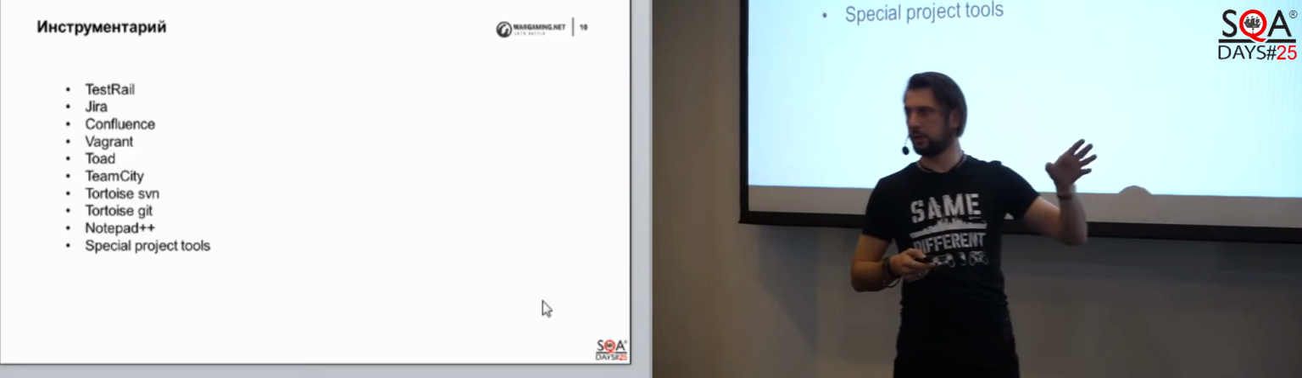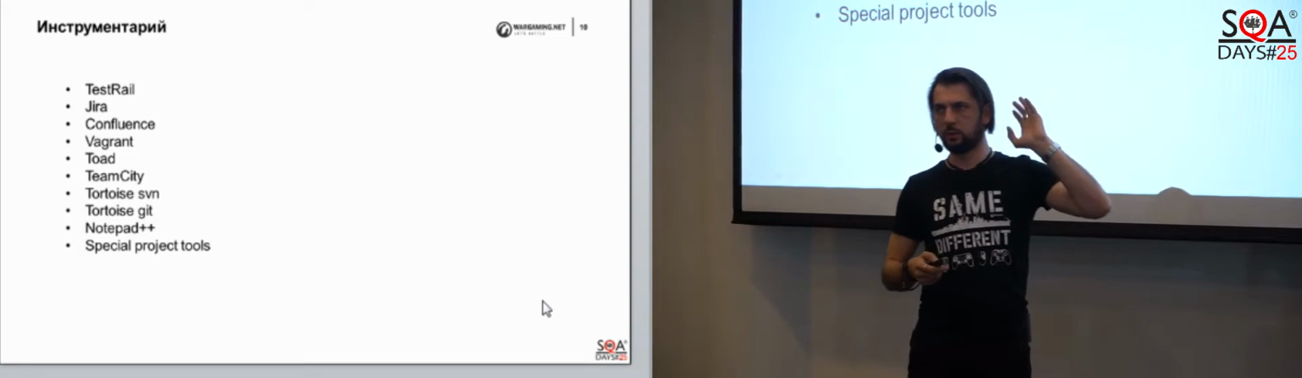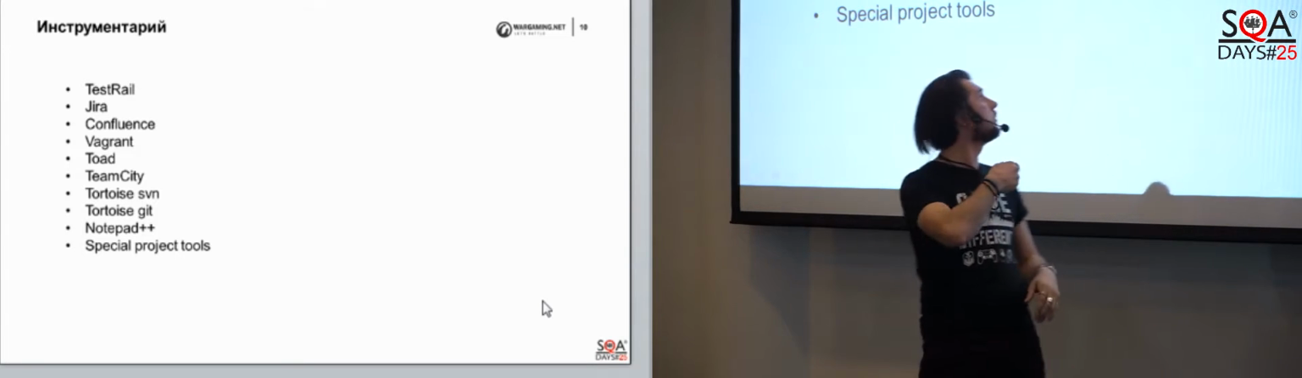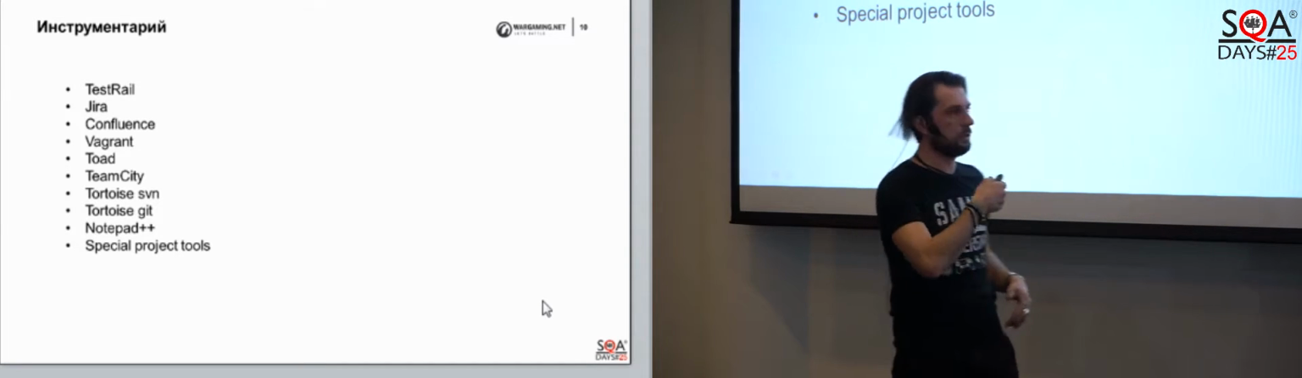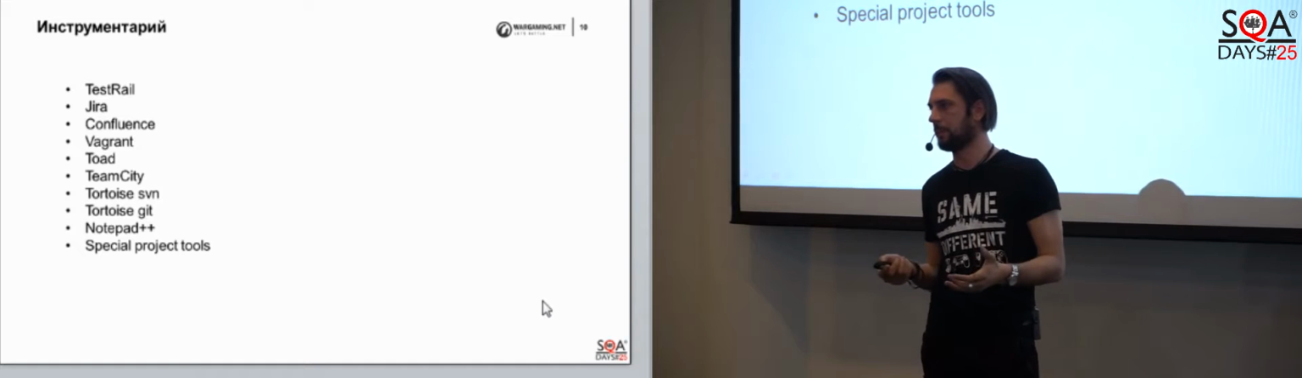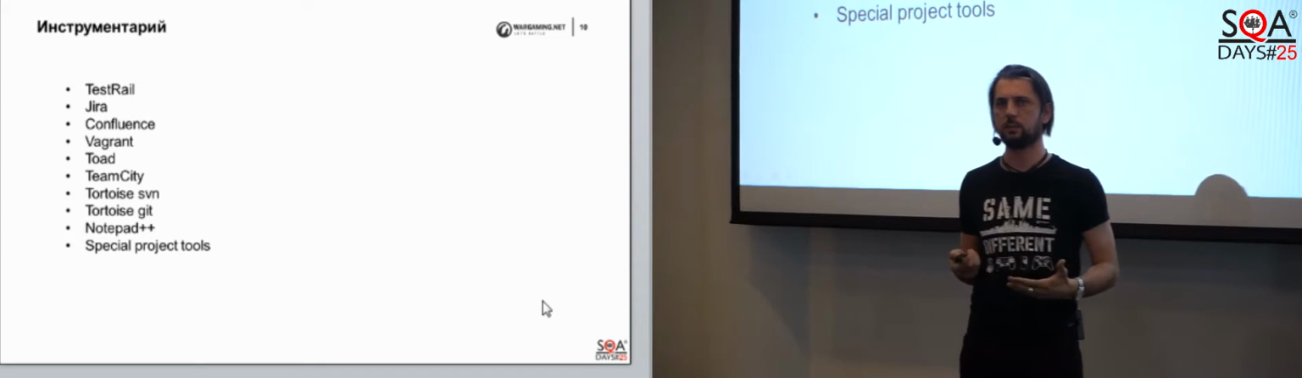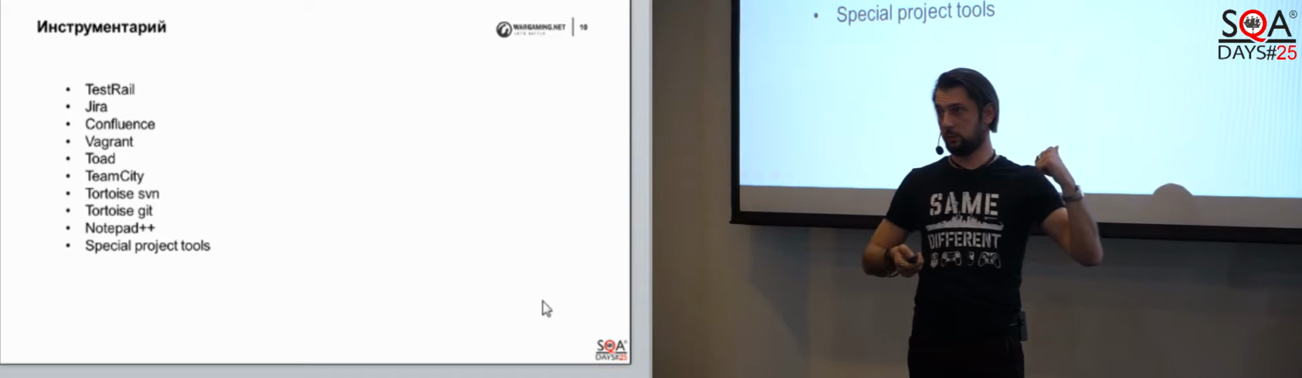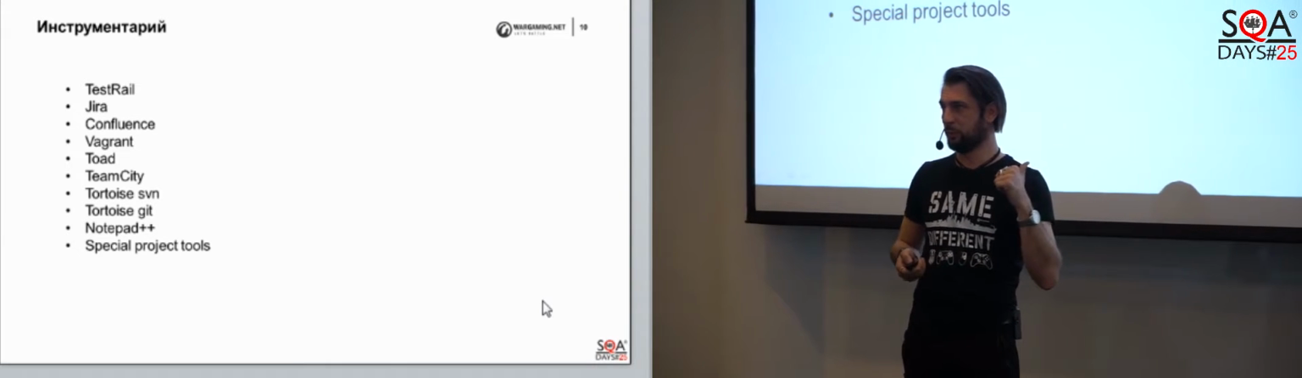The same applies to all other instruments, such as the bug trackers, the documentation management system, virtual environments, continuous integration systems, and of course the version control system. I think you're all using different ones. We use SVN, we have Git.